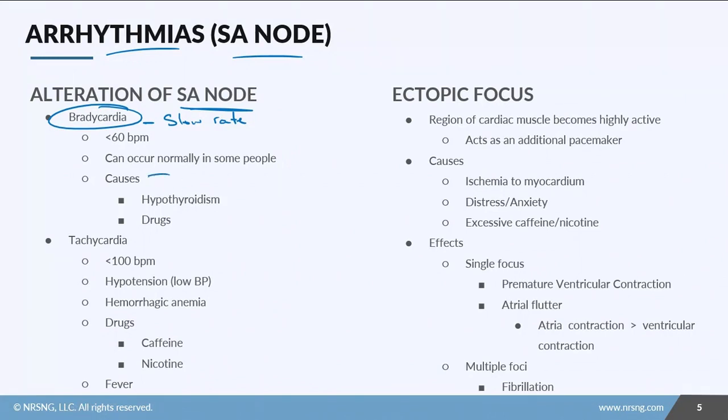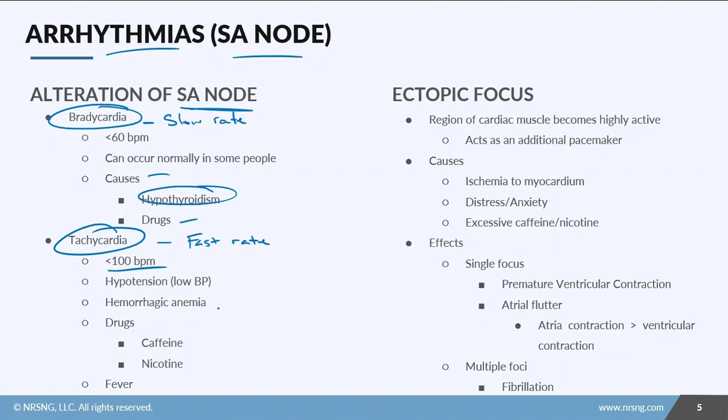And when it's not, you can look at different causes. So certain drugs will do it. Certain conditions like hypothyroidism will do it. Then you have the other way, which is tachycardia. So tachycardia is your fast rate. And this is going to be anything greater than 100 beats per minute.